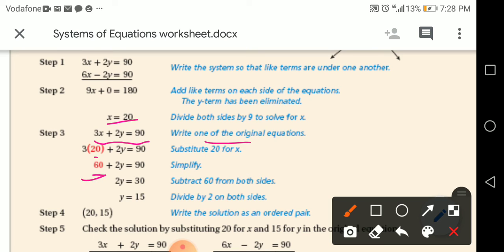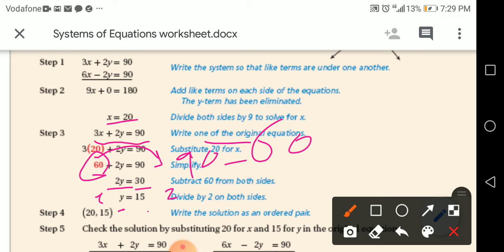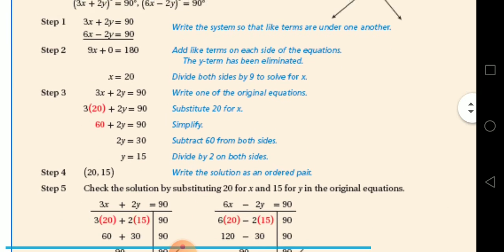What should I do here? The 60 goes to the other side with a negative sign. So I have 2y equals 90 minus 60, which is 30. Divide by 2, so y equals 15. The next step, don't forget to write both values here. Write the ordered pair, 20 and 15. Then check your answer to see if you are right or not, guys.